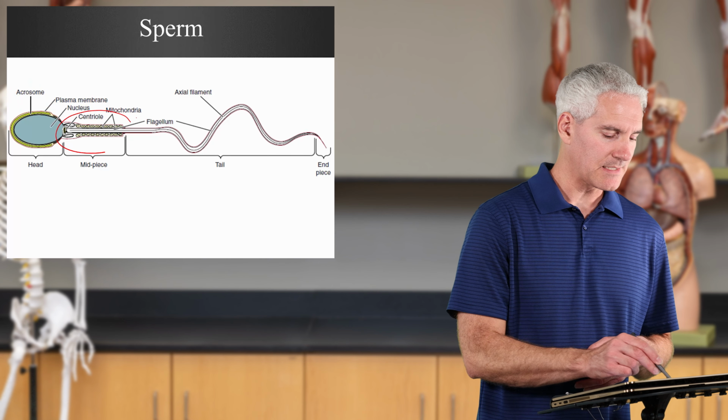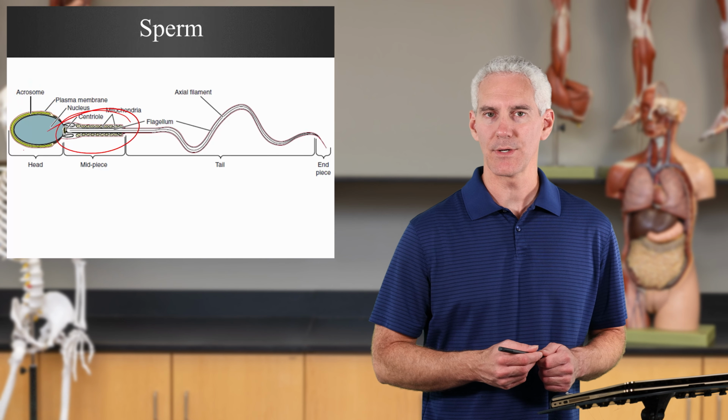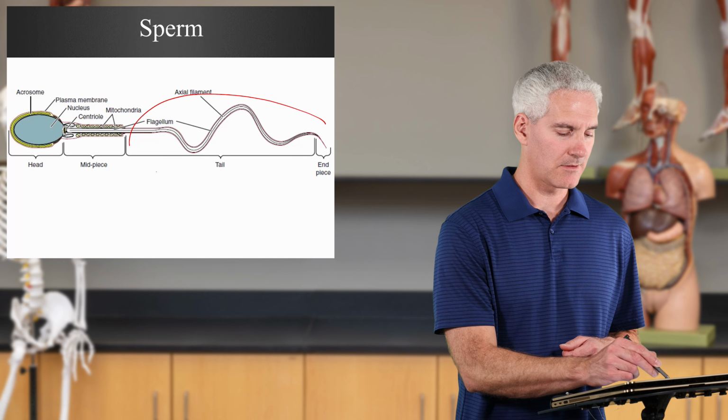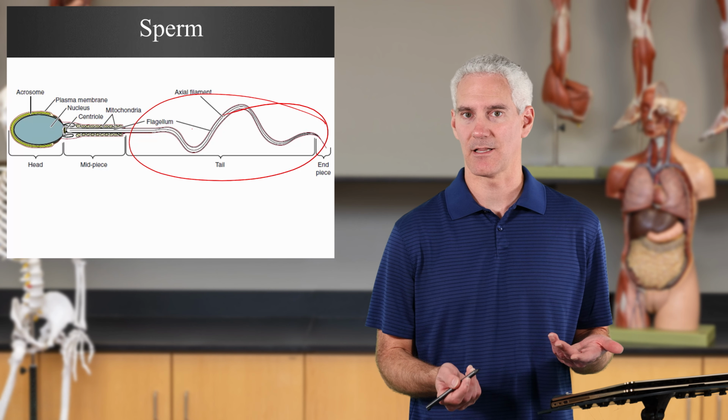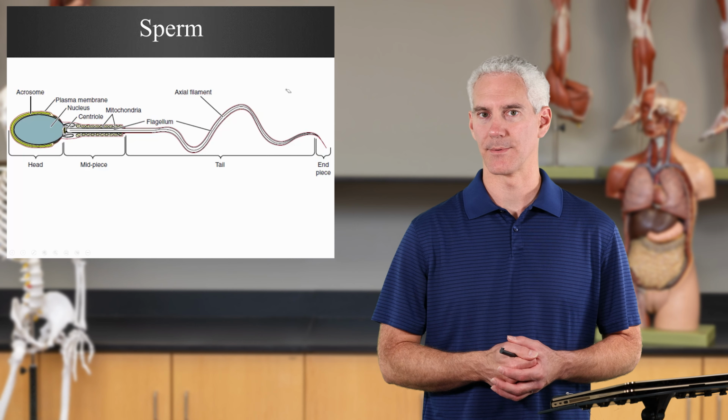Then you go down to the midpiece. You can see that's where the mitochondria are located. And then you have the long flagella at the end, which is the tail. That's for locomotion purposes.